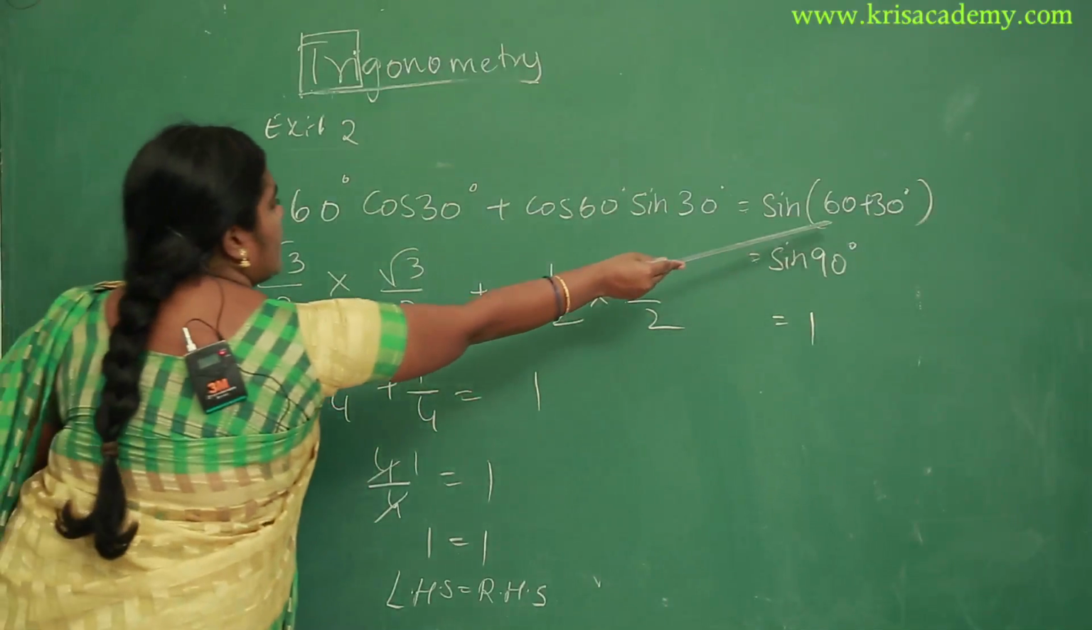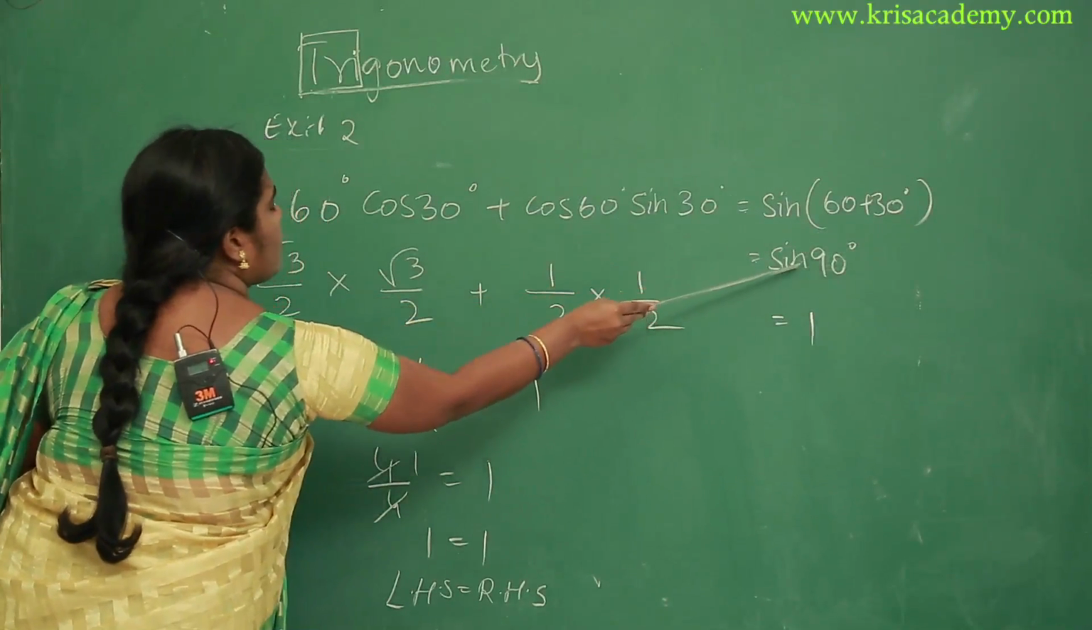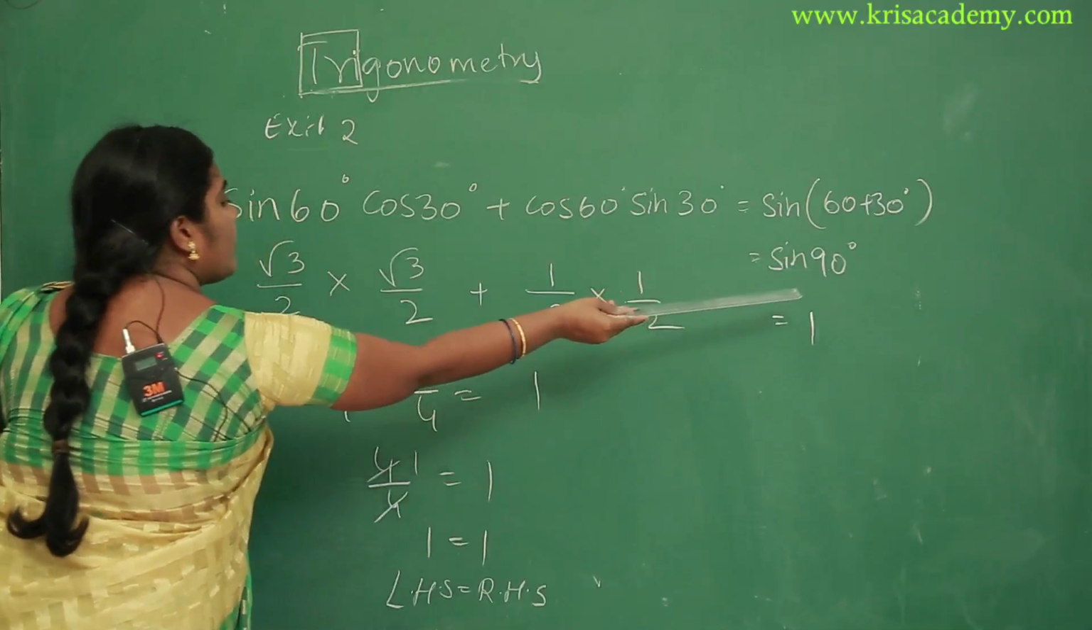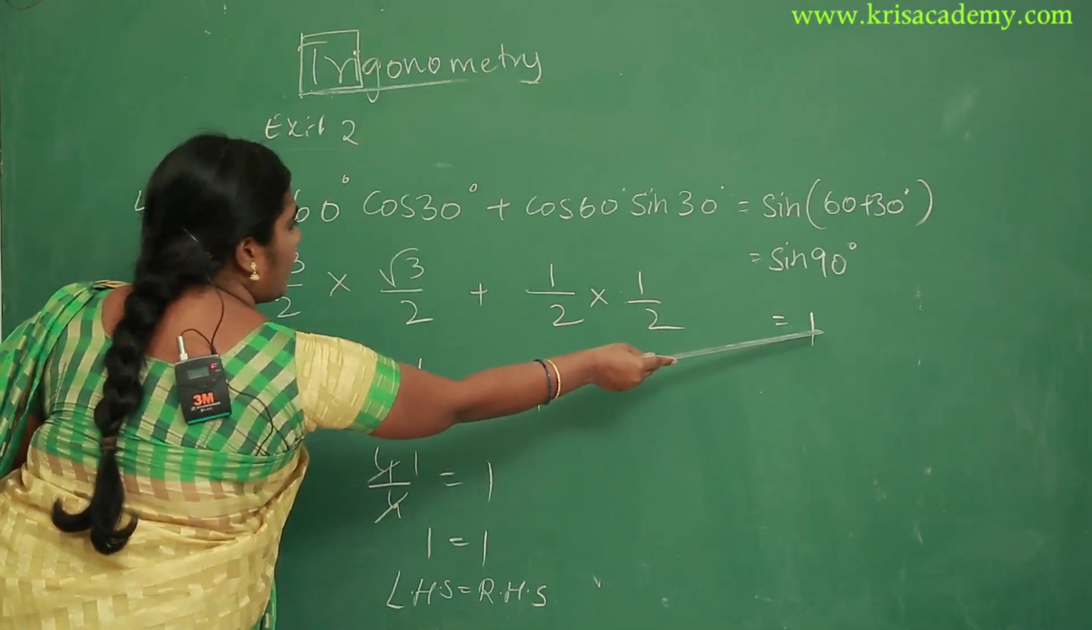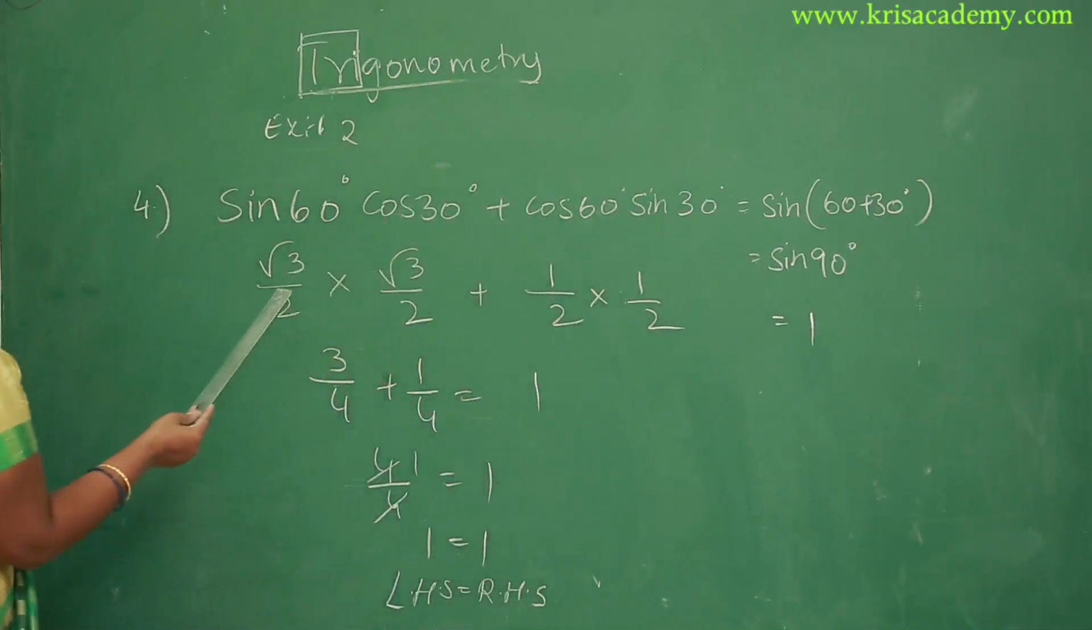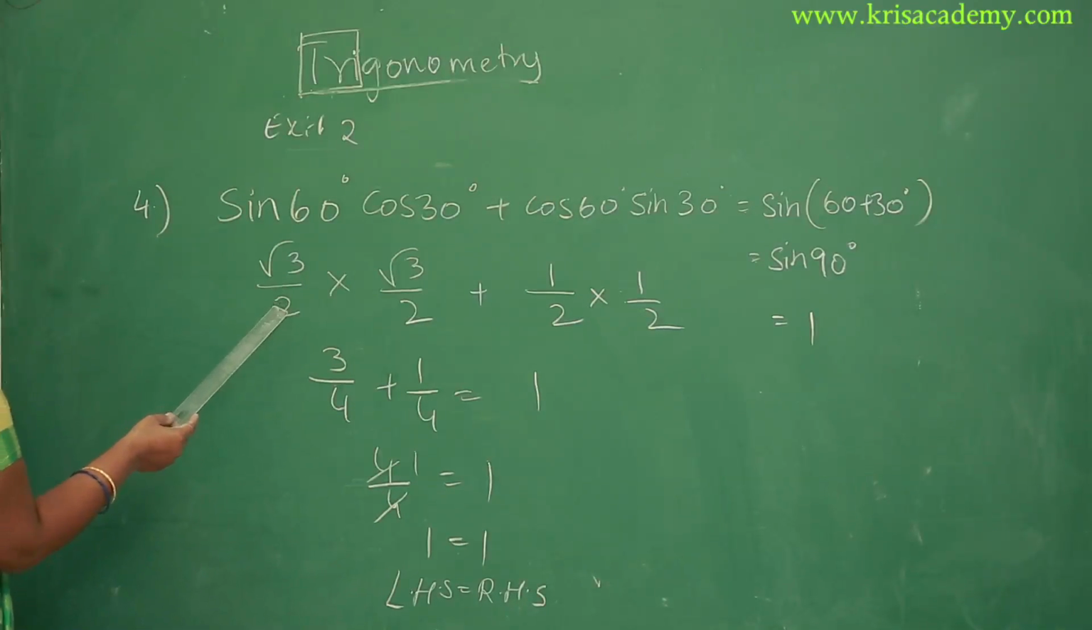Now here 60 plus 30 is 90. So sine 90 degrees value from the angles table is 1. So the RHS value we got is 1. So we have to simplify the LHS to get the answer 1.